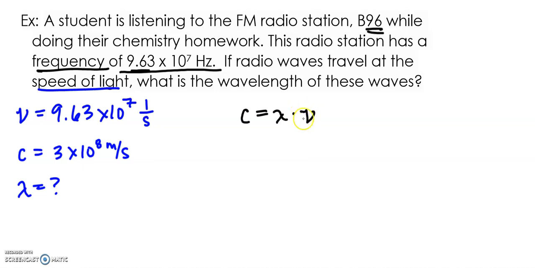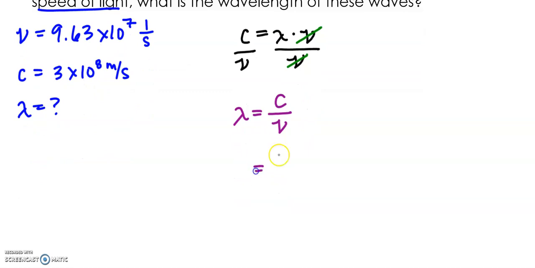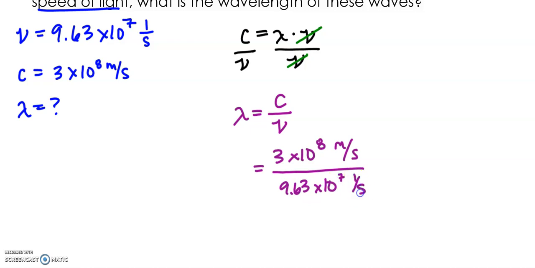So we have to do the algebra. We have to move frequency over. If I divide by frequency on both sides, we know this divides out. So my wavelength equals, because I like to go left to right, I'm just going to flip these two, speed of light over frequency. And now I can just plug in my values. The speed of light is 3 times 10 to the 8th meters per second. My frequency is 9.63 times 10 to the 7th, 1/seconds. So unit-wise, per second on the top and the bottom divides out.